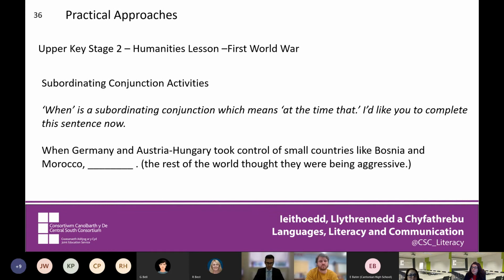Here's an example using the subordinating conjunction when. Again, we've got to tell them what the role of the subordinating conjunction is first. So you can say something like, when is a subordinating conjunction, which means at the time that. I'd like you to complete this sentence now. When Germany and Austria-Hungary took control of small countries like Bosnia and Morocco, blank. And then they'd say something like the rest of the world thought they were being aggressive.